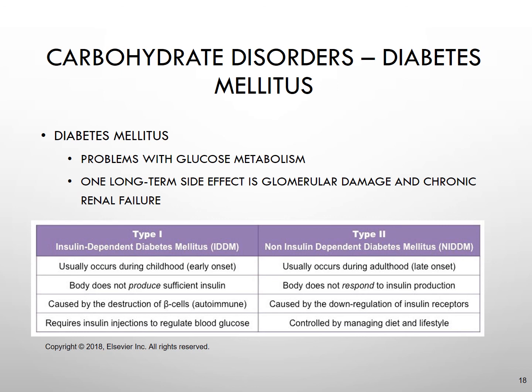If left untreated or unmanaged, type 2 diabetes can lead to end-stage renal disease, most commonly called diabetic nephropathy, as it increases the risk for cardiac, cerebral, and peripheral vascular types of diseases.